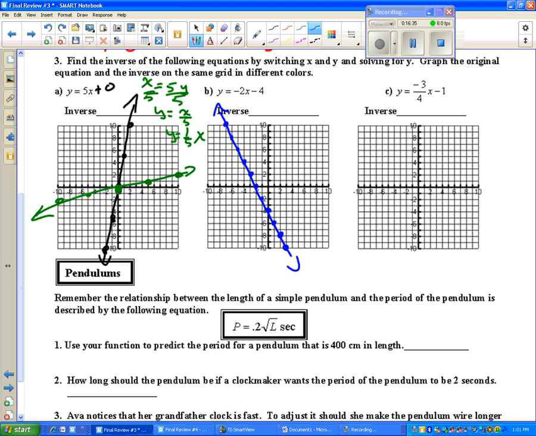Now I need to find the inverse. Again, I switch x and y. So x is equal to -2y minus 4. Add 4 to both sides. Okay, let's fix this. X plus 4 is equal to -2y. Divide everything by -2.